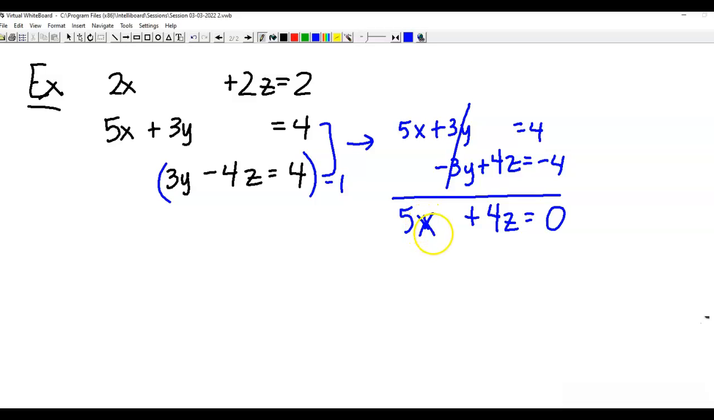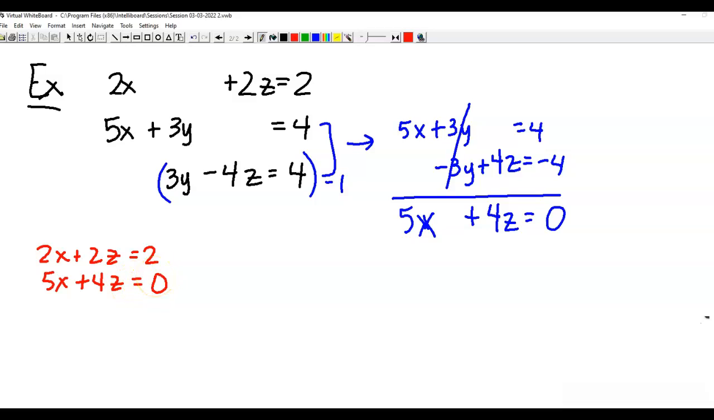Okay, now I have this equation. I also have this top equation with no y, so I'm going to use both of those. I'm going to rewrite them over here. I'll use a different color. I like to color code things, but we do not have to. 2x plus 2z equals 2, and 5x plus 4z equals 0.